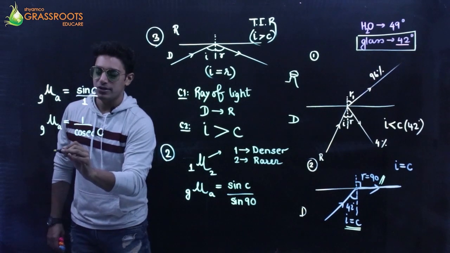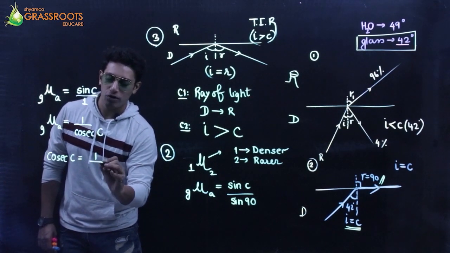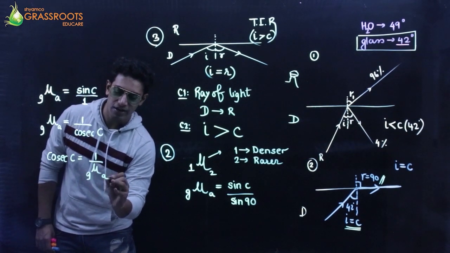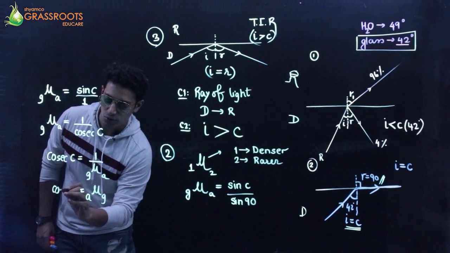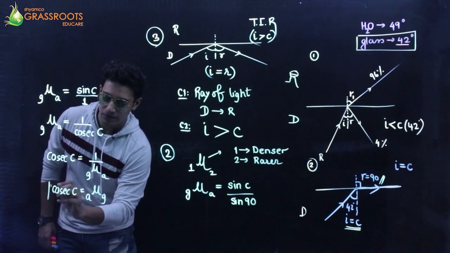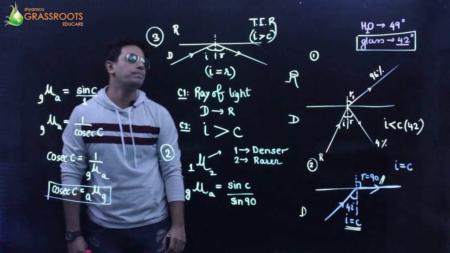Cross multiply. So cosec C is 1 upon mu GA, or you can write mu AG. That is cosec C. This is like a proof or a formula which you can remember.